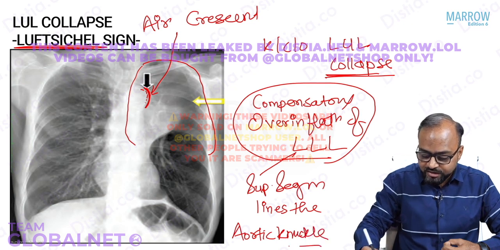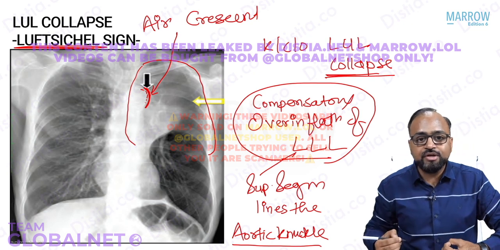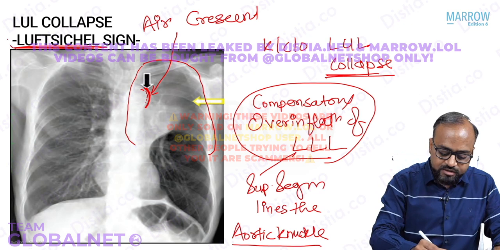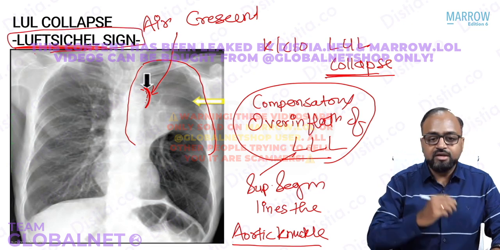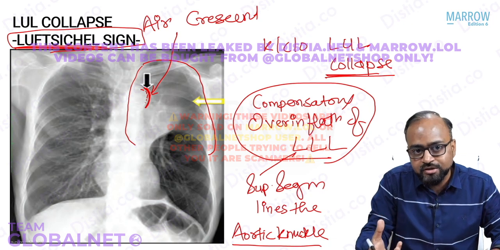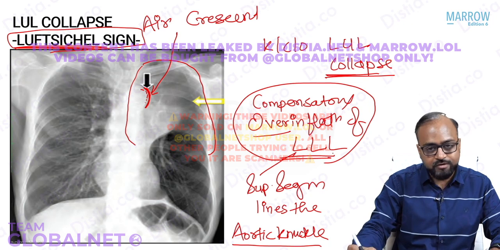And because it is lining the aortic knuckle, it creates this sharp margin of the aortic knuckle and the air crescent beyond it. So this is what is called the Luft-Sichel sign in left upper lobe collapse. In left upper lobe abnormality, one should not see the aortic knuckle, but the aortic knuckle is seen because of compensatory overinflation of the left lower lobe.